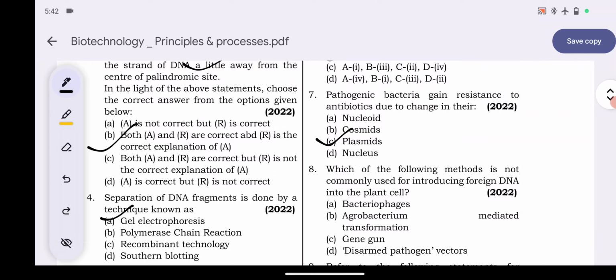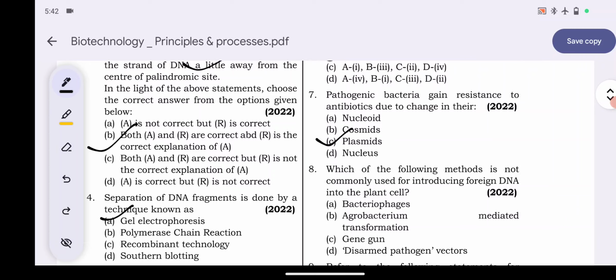Explanation: a plasmid is a small circular DNA outside the genomic DNA. The plasmid DNA confers certain unique phenotypic characters to the bacteria, such as resistance to antibiotics. So option C is your correct answer, plasmid.